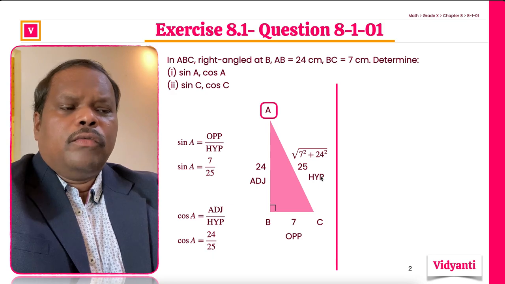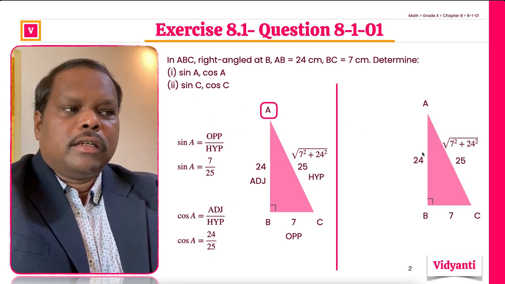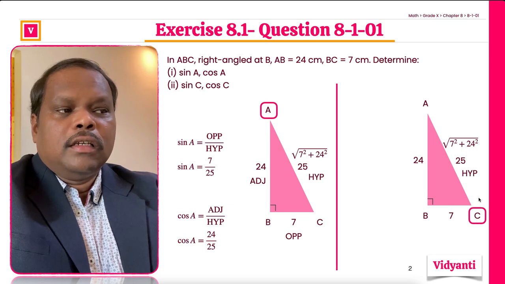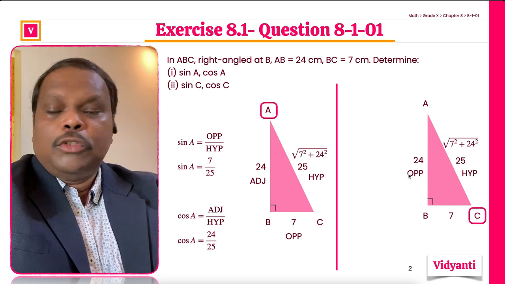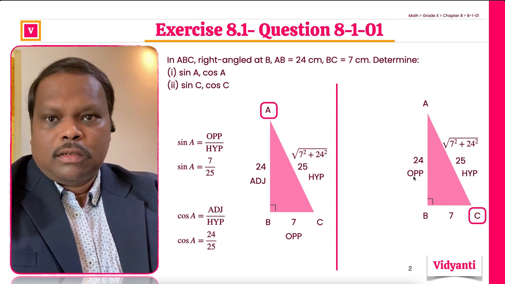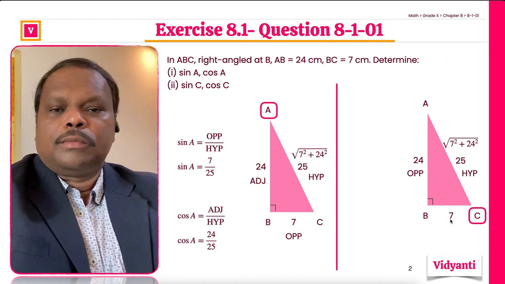Now, if you are considering some other angle, let's say C, in that case, let's copy paste this diagram one more time. Now our focus is on angle C. So for angle C, remember, hypotenuse is still the same. The opposite side for this one, directly facing it, will be this one. And the last side will be the adjacent one.